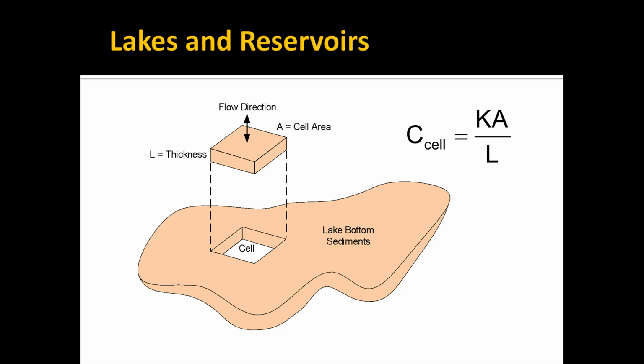Now, if you have a cell that overlaps on the edge where it's only partially overlapped by these sediments, then the calculations are a little bit different. You take the fractional area of that cell that is covered by the lake, and that becomes the area. Now, fortunately, these calculations can all be done automatically for you using the GMS software that we'll be using, but this is conceptually how the calculations are done.